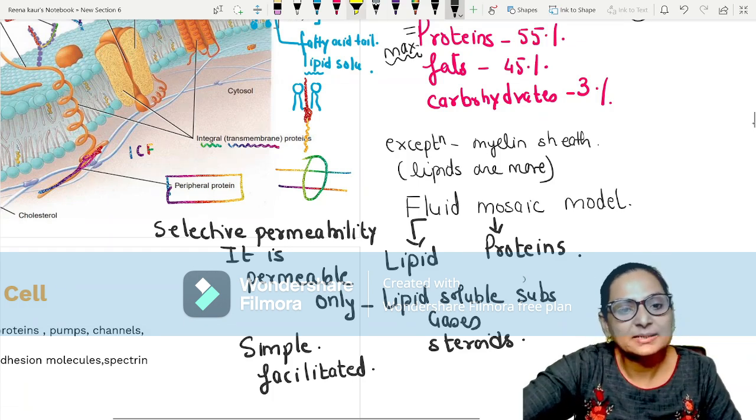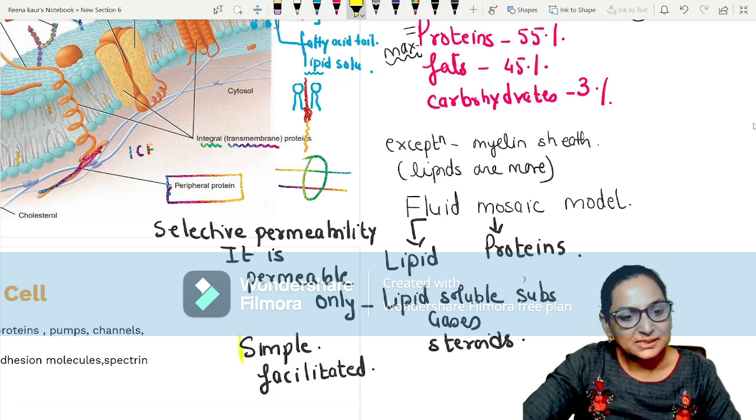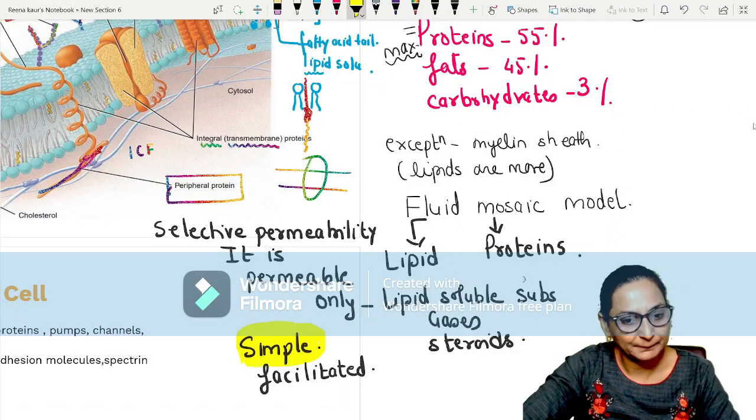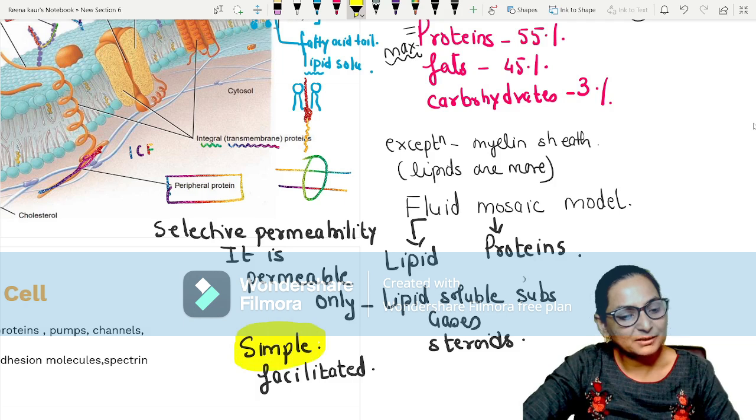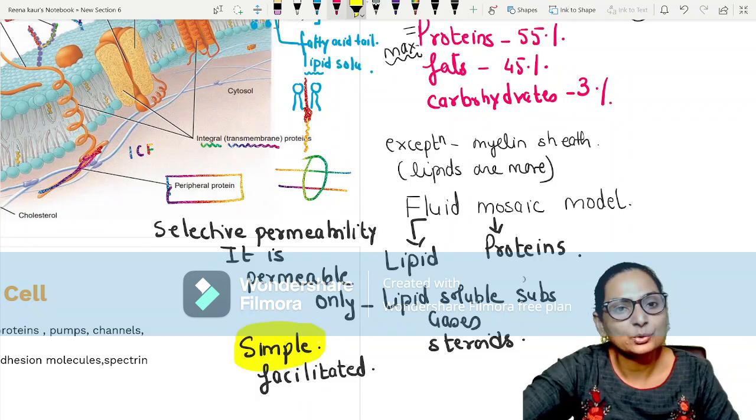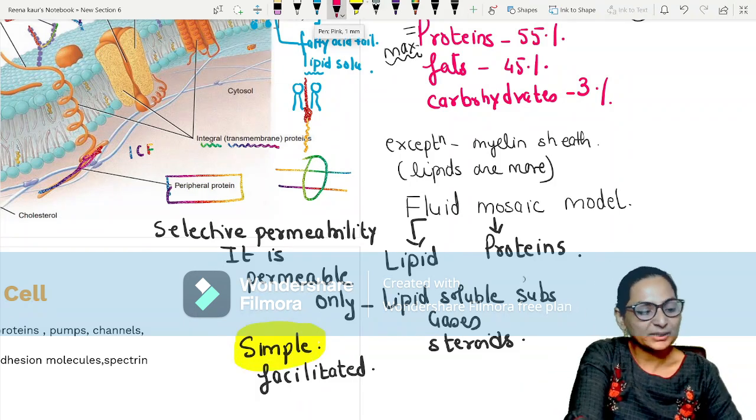So the correct answer is that these substances will show simple diffusion because they are lipid soluble. They can easily pass through the membrane. So they are going to show simple diffusion. No proteins are required.